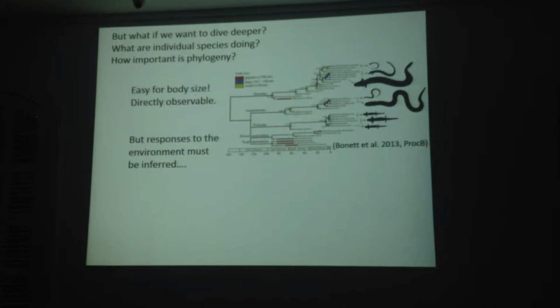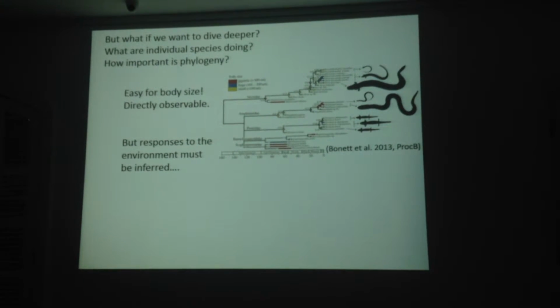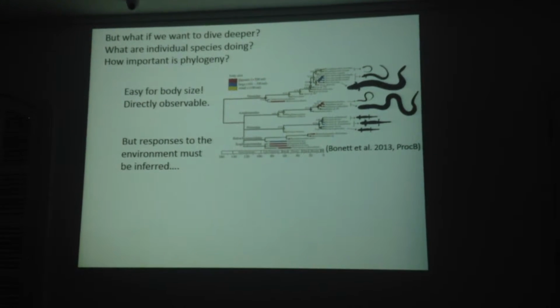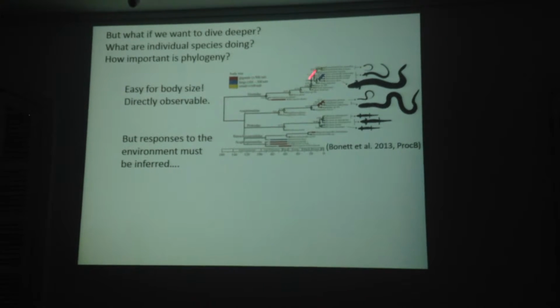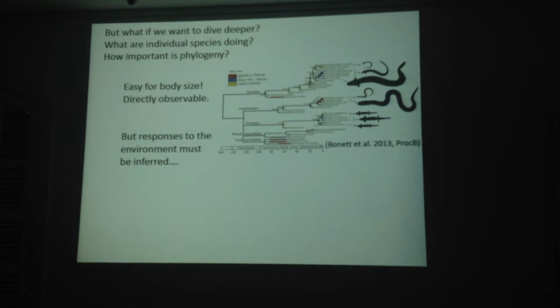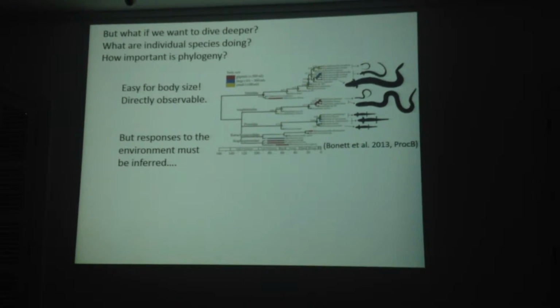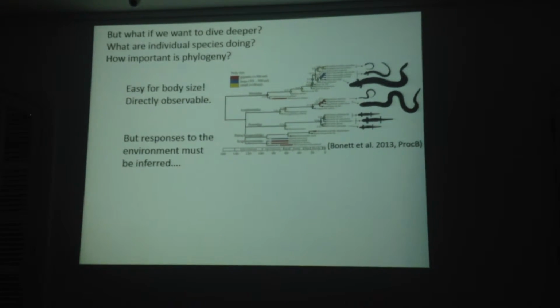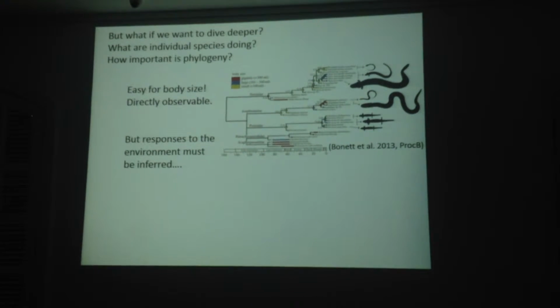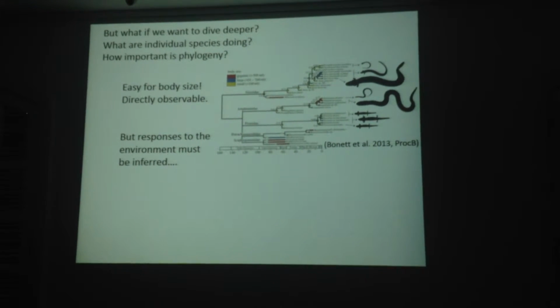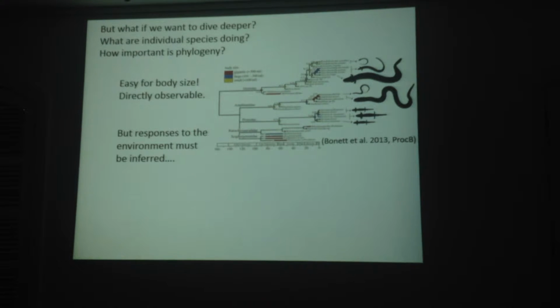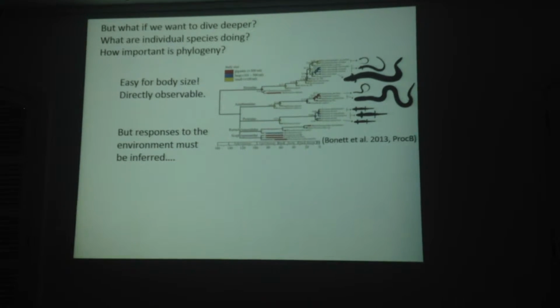Thinking about these types of questions is super easy when you're dealing with something like body size that's directly observable from the animals. You say, go out, collect some salamanders, measure how much they weigh, and bam, you can understand the evolutionary history of how that trait evolved in a very nice direct way. But when you're dealing with something like a response to an environmental gradient, it's a little bit more tricky because that response has to be inferred from a lot of additional data.